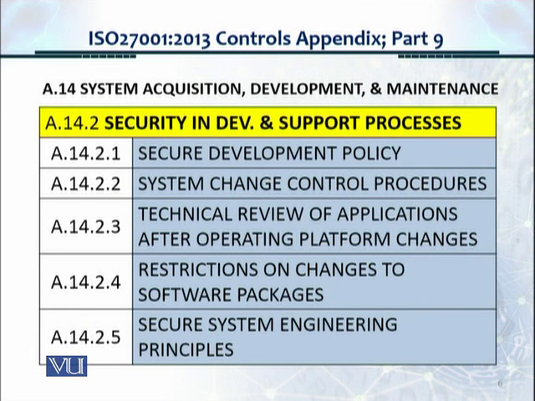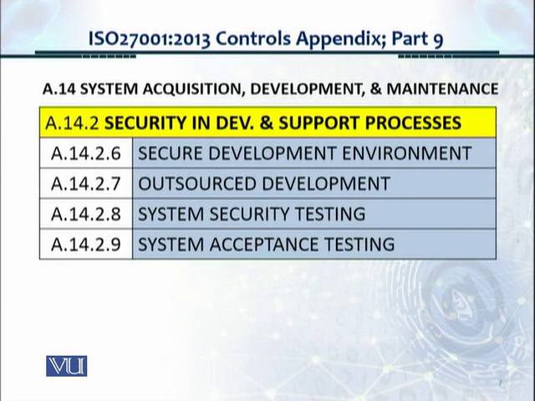Now, A.14, system acquisition, development, and maintenance. Second control objective, security in development and support processes. We have secure development policy, system change control procedures, technical review of applications after operating platform changes, restrictions on changes to software packages, secure system engineering principles, 5 controls. And then this is continuing: secure development environment, outsourced development, system security testing, and system acceptance testing. So that forms the entire life cycle of the second control objective, security in development and support processes. Very, very important, 9 controls here.